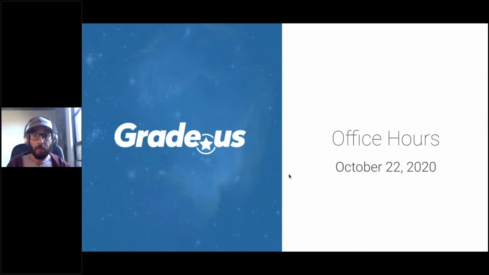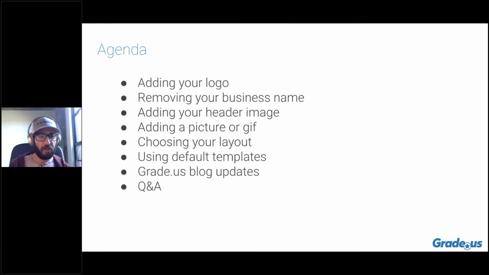Okay. So today we're going to go through the presentation, the landing page, which is adding your logo, removing your business name, adding the header image, adding a picture or a GIF to your review funnel, choosing your layout, using the default templates, which I don't think I've ever gone over before, but I'm excited to do that. That's on the agency plan and above. Some of the Gradeus blog updates, and then answering any questions that y'all have. Okay, so let's dive in.